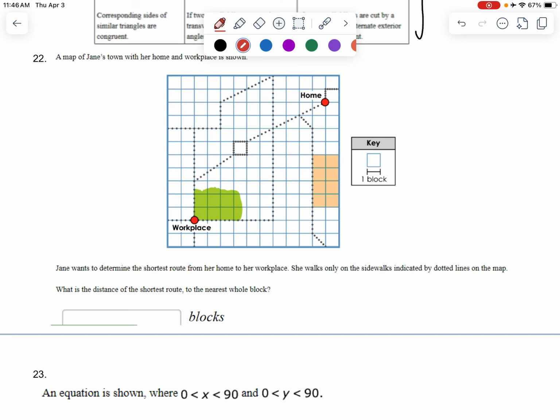the answers correct. Okay, so it says Jane wants to determine the shortest route from her home to her workplace. She only walks on the sidewalks indicated by the dotted lines. What's the distance of the shortest route to the nearest whole block?